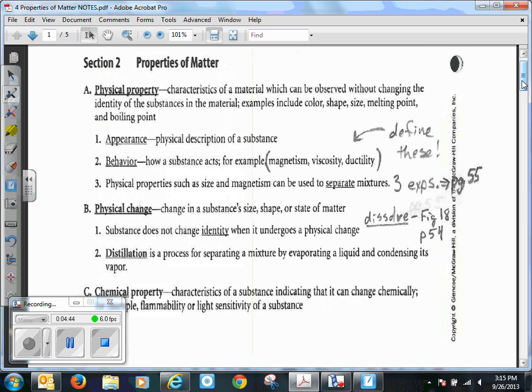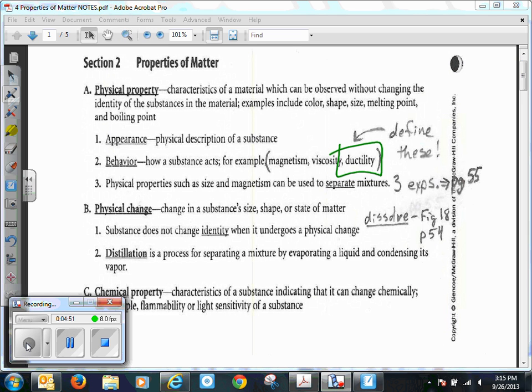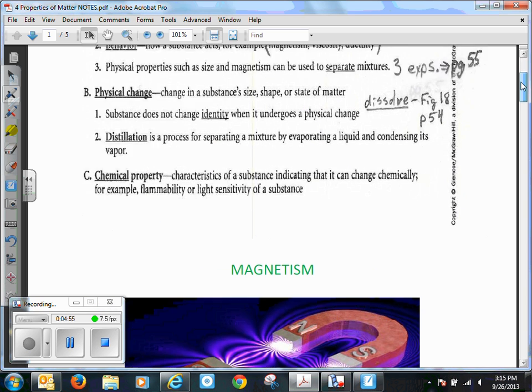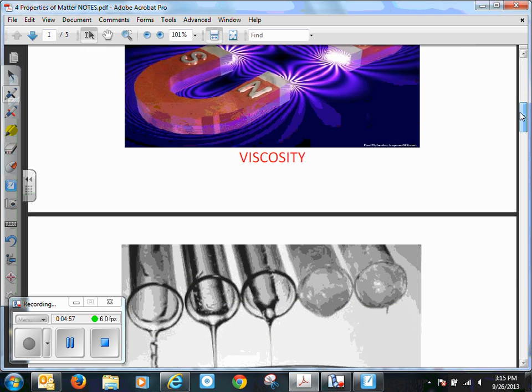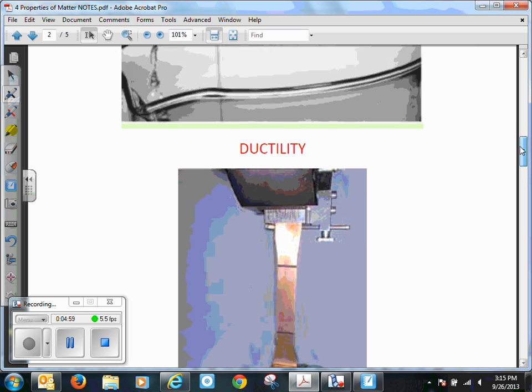And then ductility. Does anyone know what the word ductility means? Okay, so ductility is the ability of something to be stretched into a wire.